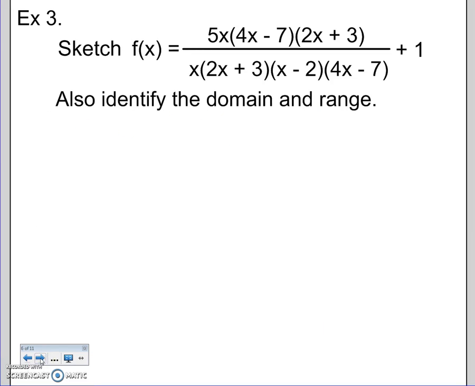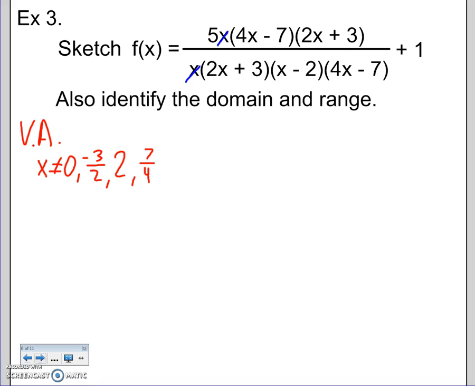Alright, here's a fun one. I already factored for you, so we can skip the first step. Just do all the restrictions. So vertical asymptotes, well, the first one is x can't be 0. If you solve 2x plus 3 equals 0, that's negative 3 over 2. Positive 2, positive 7 over 4. But we see a lot of them cancel out.